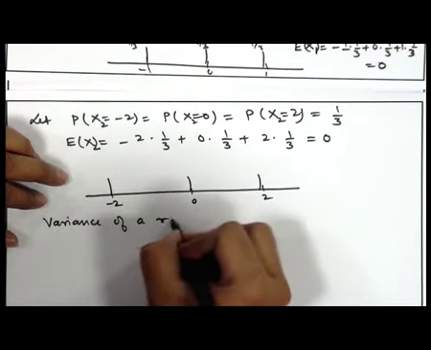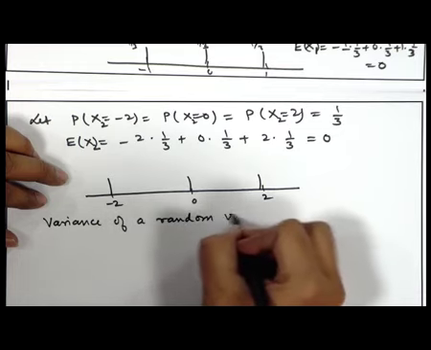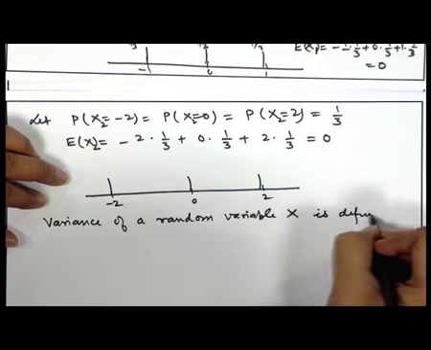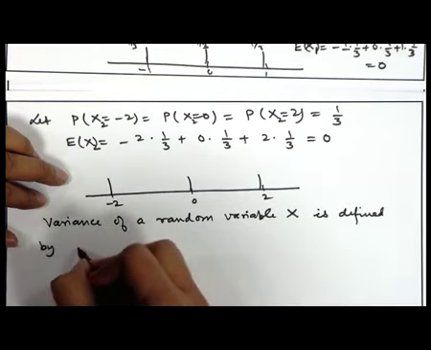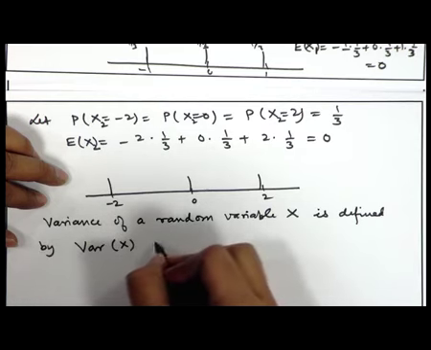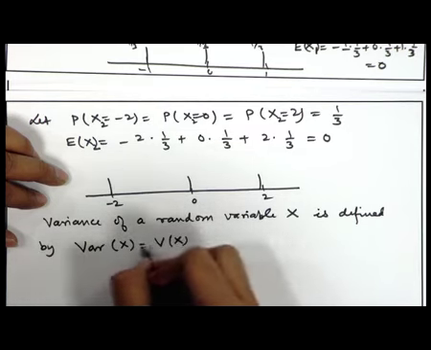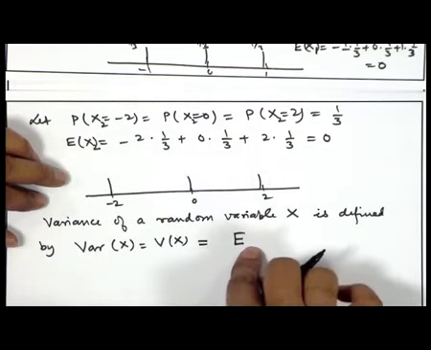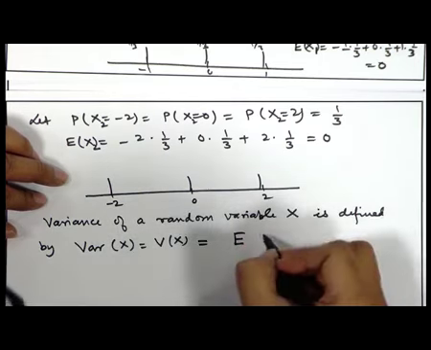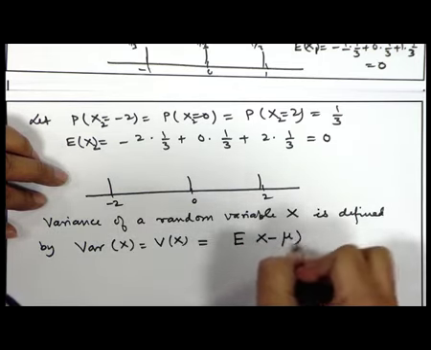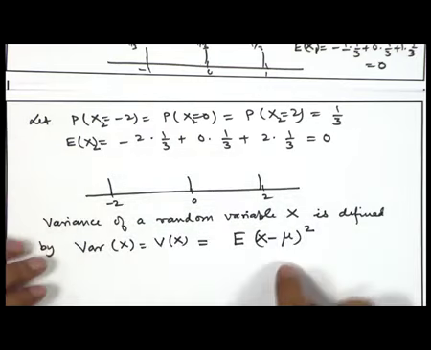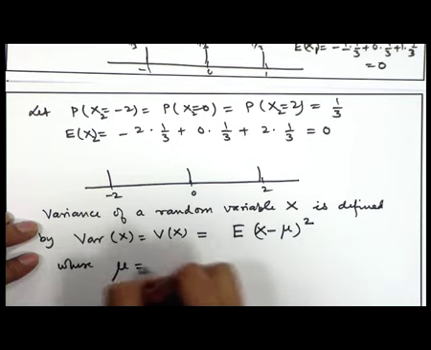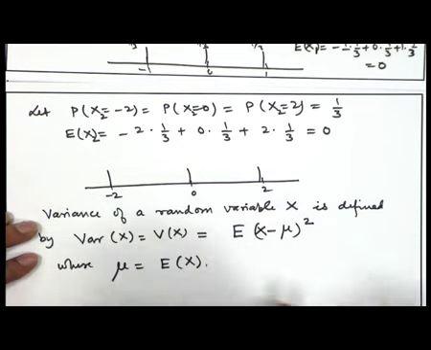Variance of a random variable x is defined by, so we call it var of x, or sometimes it is written as v of x. It is nothing but expectation. Expectation terminology I have already introduced. So, let us see expectation of what. x minus mu square, where mu is used as a notation for expectation of x.